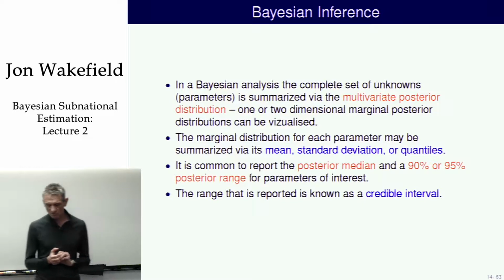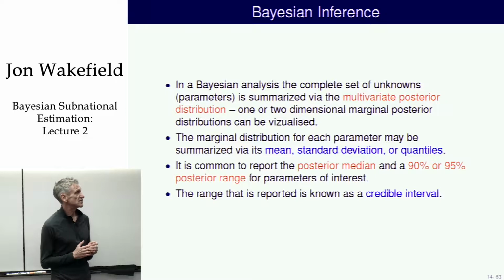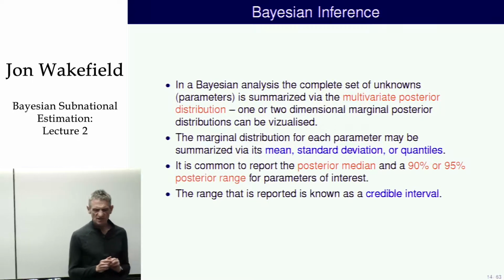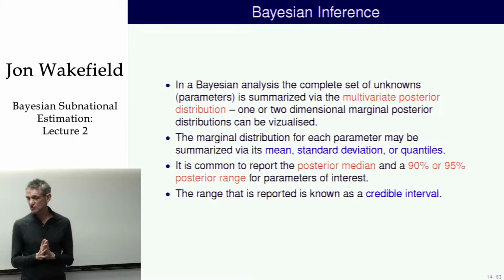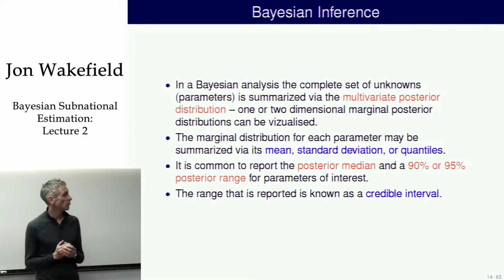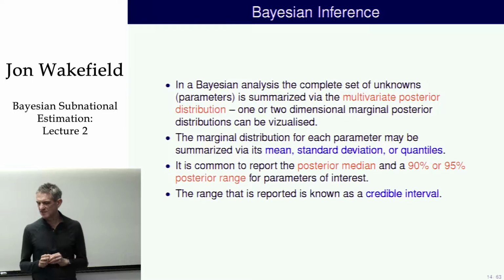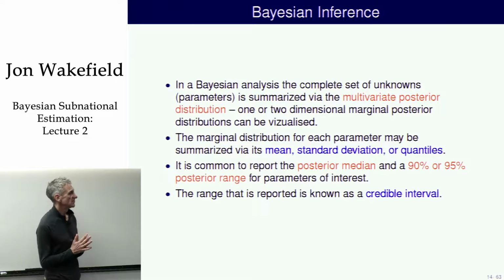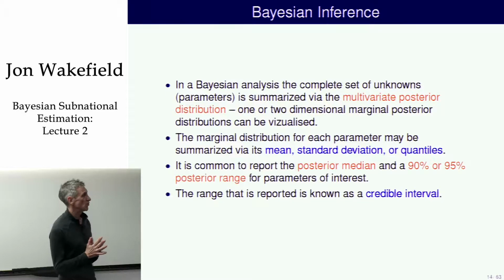So we want to summarize that distribution. The way we typically do that is via one or two dimensional marginal posterior distributions. So we have a multivariate posterior distribution, and then we integrate out or average over the uncertainty in the parameters we're not interested in visualizing, and then we can just see one or two dimensional summaries. And then we can go one step further and summarize those posterior distributions. A univariate posterior distribution can be summarized via its posterior mean, posterior standard deviation, or more generally and more informatively, usually posterior quantiles.